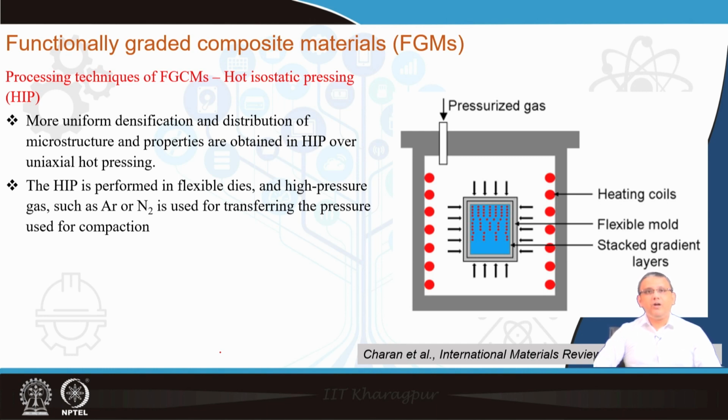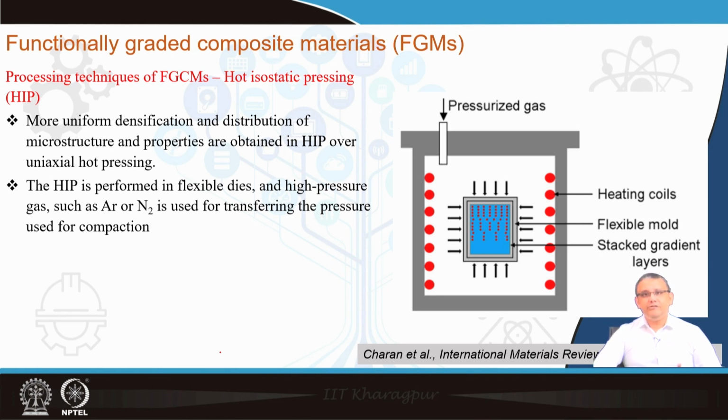Another variant of the powder metallurgy process is hot isostatic pressing, as you can see here. Here, this has a big advantage. HIP, or hot isostatic pressing, is a big advantage over pressureless sintering or vacuum hot pressing, because in this case we do not apply the pressure in a uniaxial manner.